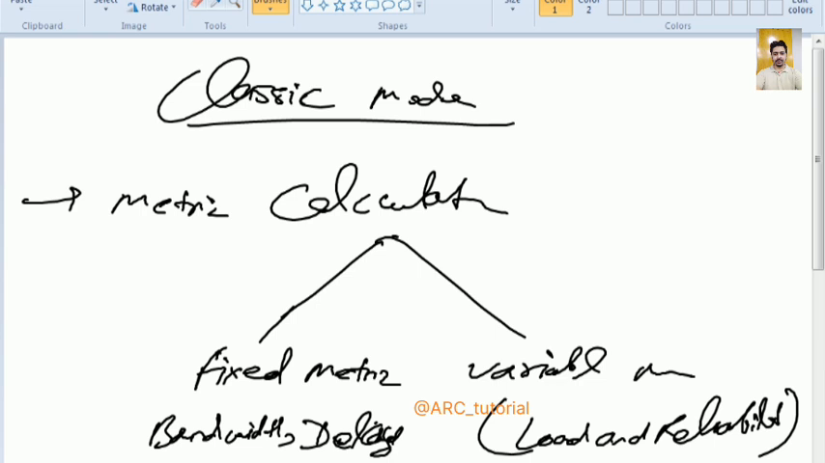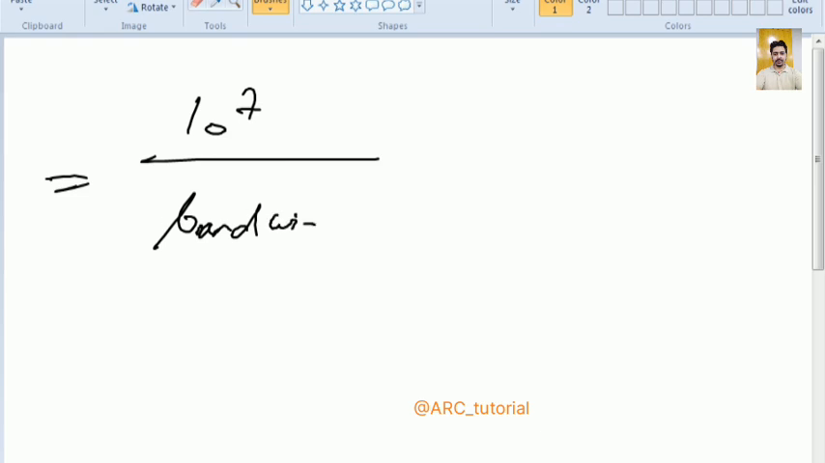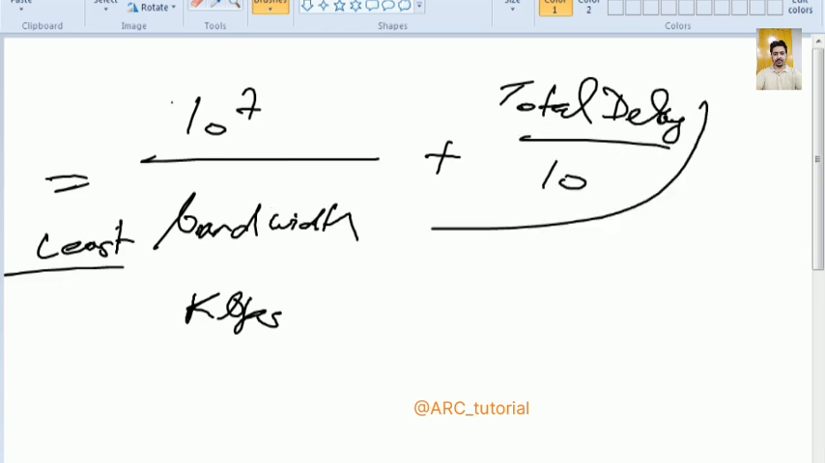And the default formula for metric calculation is what? 10 raised to the power 7 divided by bandwidth. And this bandwidth must be the least bandwidth, plus cumulative delay, or you can say total delay, divided by 10, and multiply by 256. This is the smallest formula, or the shortcut formula, to calculate the metric of EIGRP.